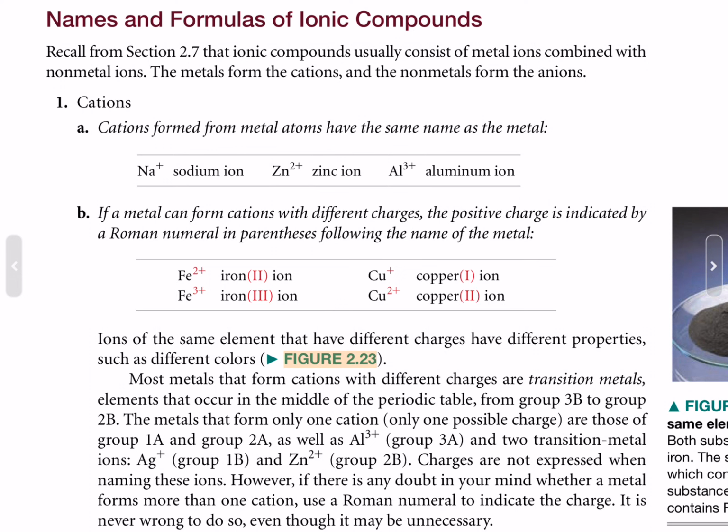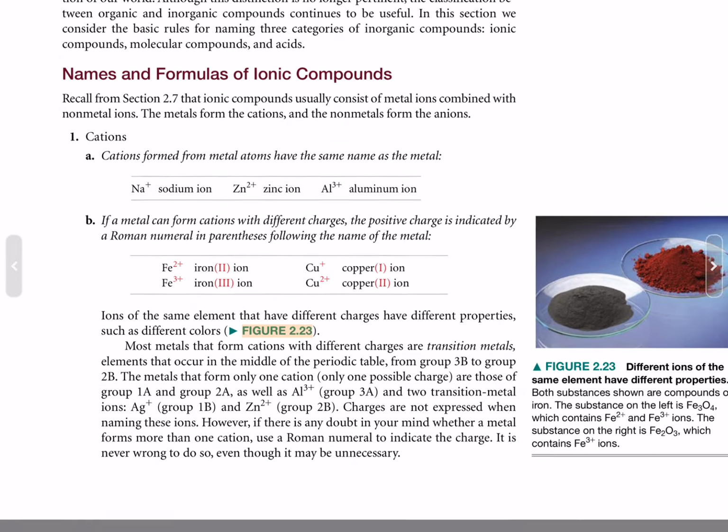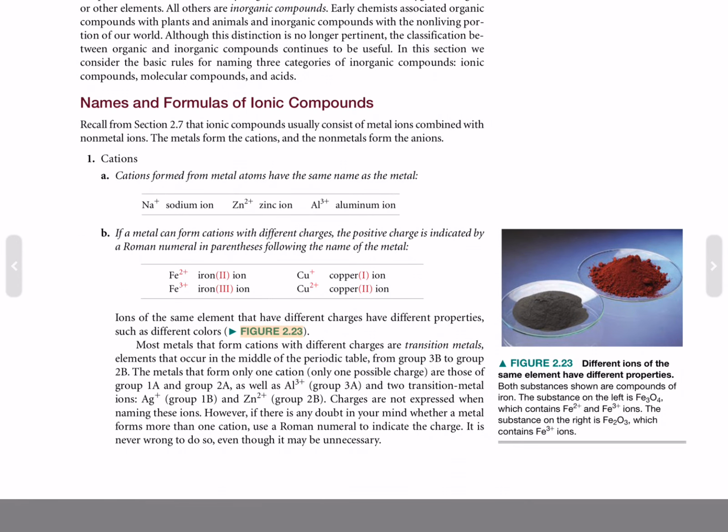Ions of the same element that have different charges have different properties, such as different colors. Figure 2.23. Different ions of the same element have different properties. Both substances shown are compounds of iron. The substance on the left is iron(II) oxide, which contains iron(II) ions. The substance on the right is iron(III) oxide, which contains iron(III) ions.